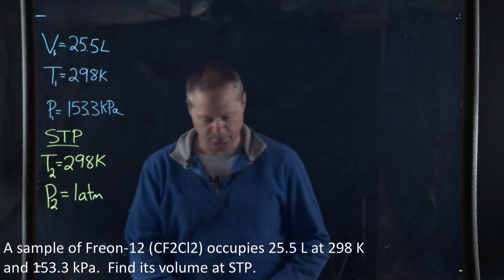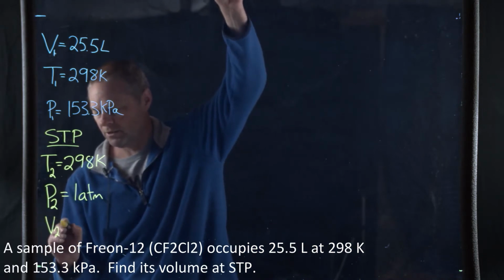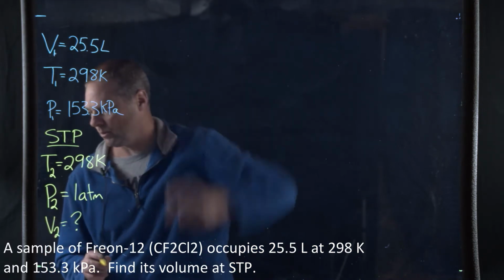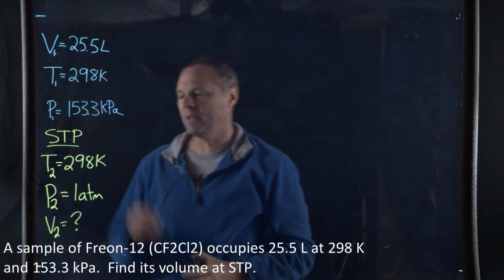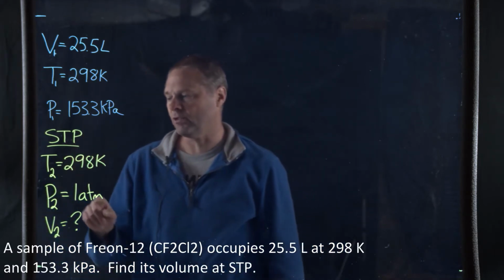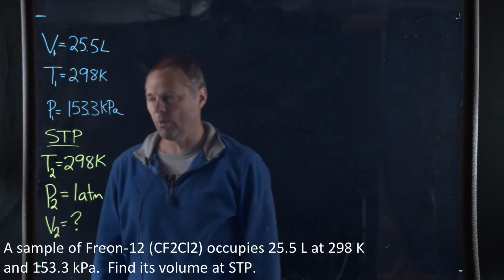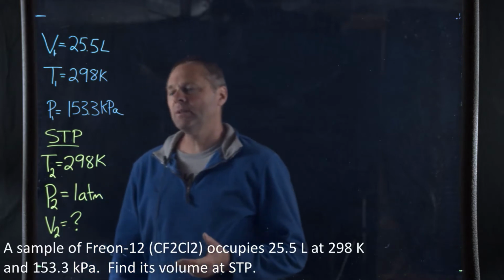We need to find the volume, so we're looking for V2. That's what we're looking for at STP. What STP stands for is standard temperature, standard pressure, and that temperature is 298 Kelvin, and the pressure is going to be 1 atmosphere. So right now we see we have a little bit of an issue.